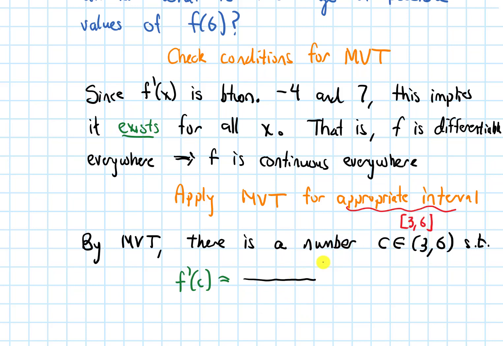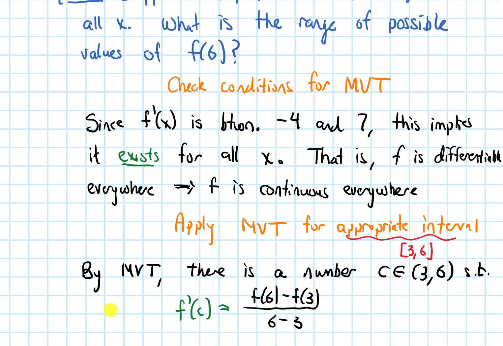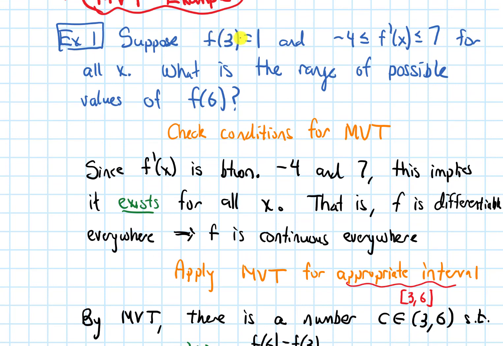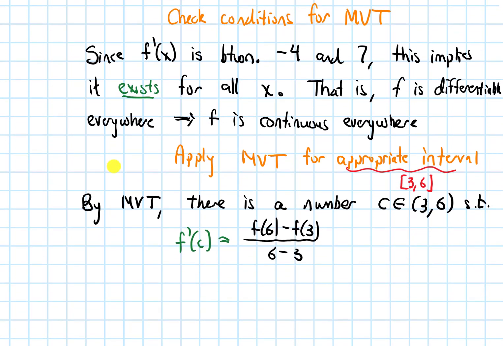The slope of the secant line I write as f of 6 minus f of 3 over 6 minus 3. Change in y values on top over the change in x values on the bottom. But I know what f of 3 is in the problem. It tells me that's 1, so let's substitute that in. I'll get f of 6 minus 1 on the top, and then 6 minus 3 is 3 on the bottom. Alrighty, we know something about what the derivative is always in between.